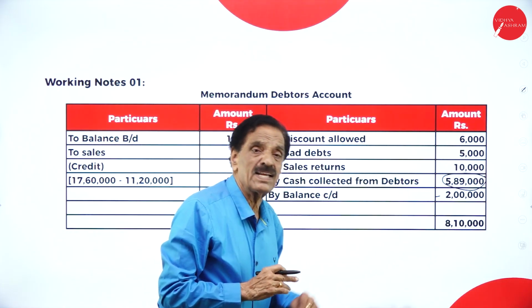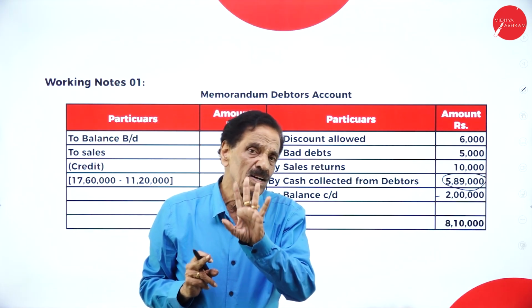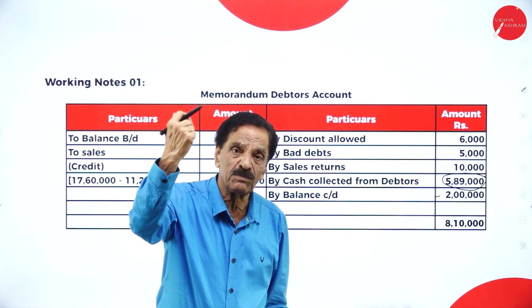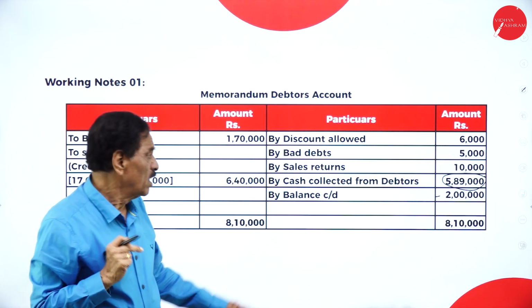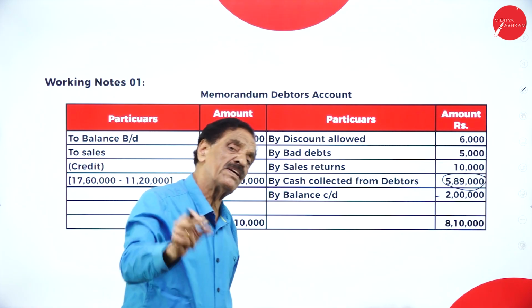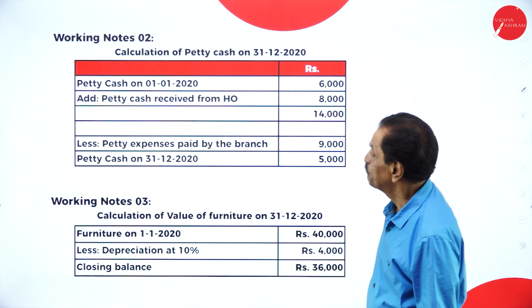A debtor account is generally prepared for two purposes: one for calculation of closing debtor, or for cash collected from debtor. As per this problem, they have given the closing balance. So the difference is cash collected from the debtor, which gives an effect in the branch account. I will explain that.